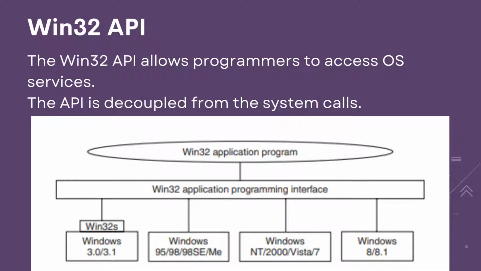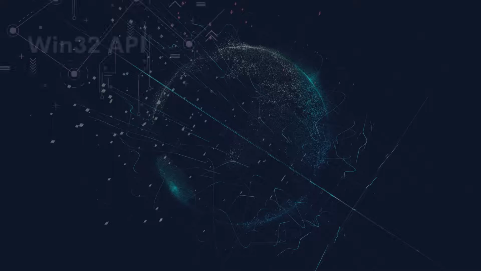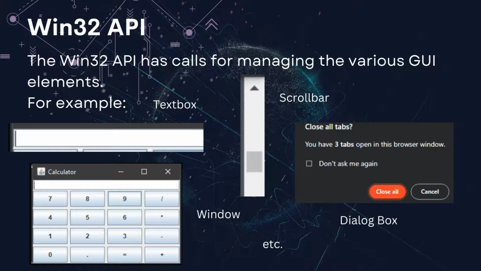Talking something about Win32 API. So the Win32 API allows programmers to access OS services on Windows. The API is decoupled from the system calls. Changes to the system calls do not affect the API at all. The Win32 API also has calls for working with various GUI components like scroll bars, windows, dialog boxes, text boxes, etc.